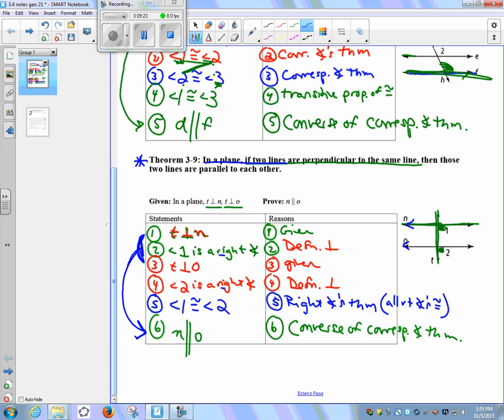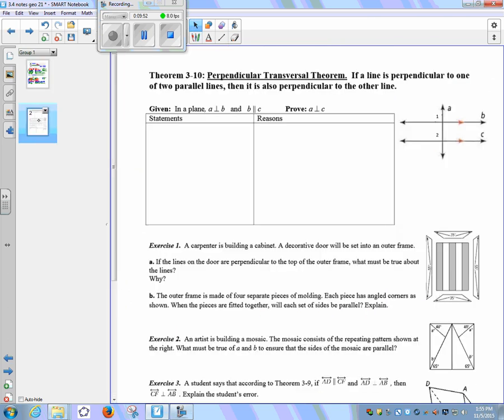Now, this theorem doesn't have a name, so we would just have to spell it out. We would have to just say, if two lines are perpendicular to the same line, then those two lines are parallel to each other. You would have to just write that out. If two lines are perpendicular to the same line, right? So in a proof in the future, we couldn't use that here because we were proving the theorem. But in a proof in the future, you would have to just spell that one out.